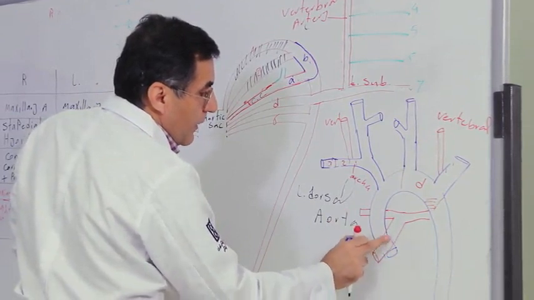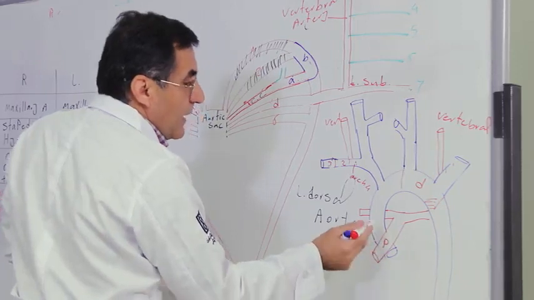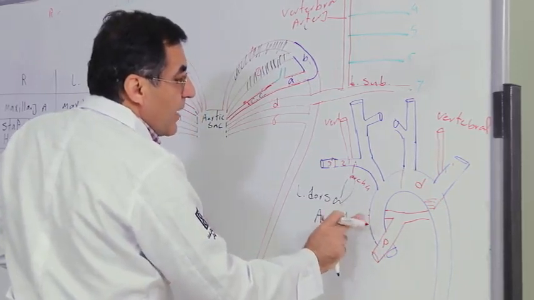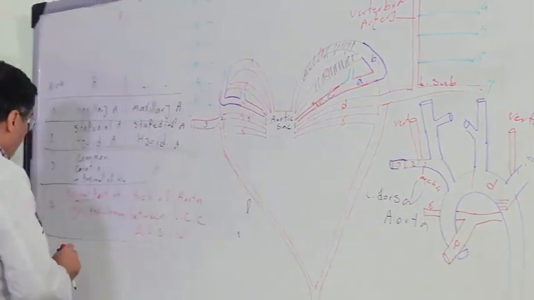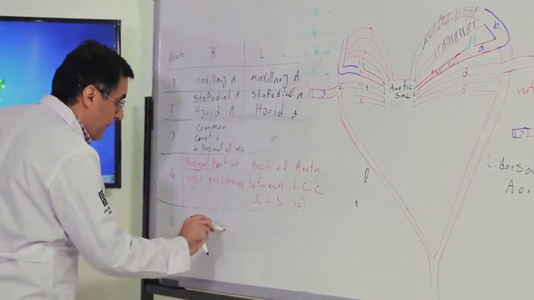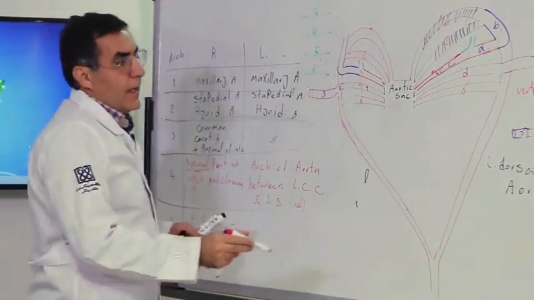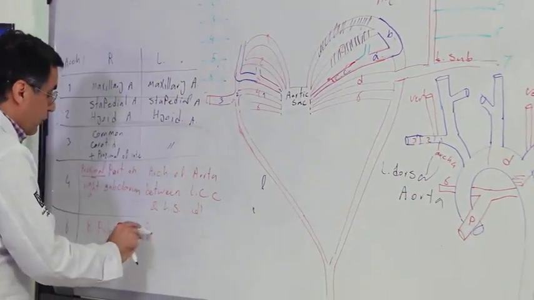This is a pulmonary artery, the pulmonary trunk. The sixth arc on the right side makes the right pulmonary artery, and the left side again makes the left pulmonary artery.